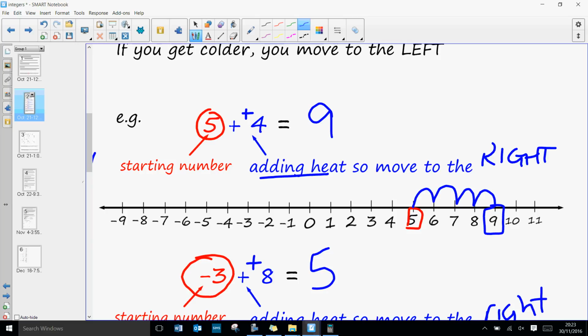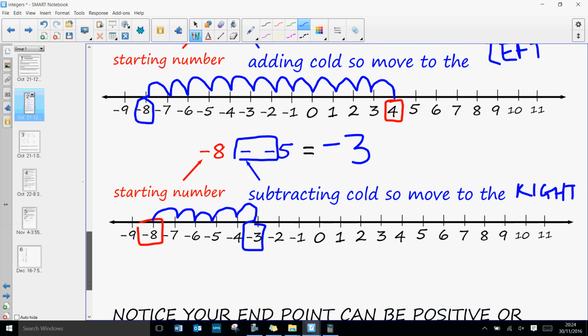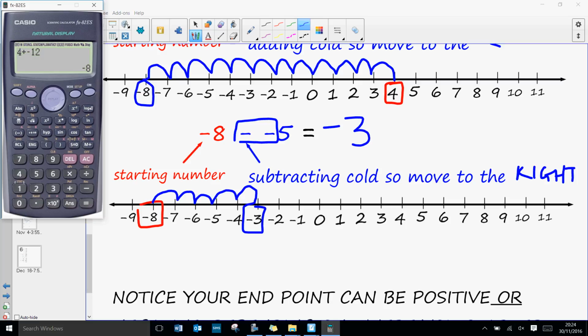And then 9 take away 15 gives -6, and 4 plus -12 gives -8. And finally, -8 take away -5 gives -3.